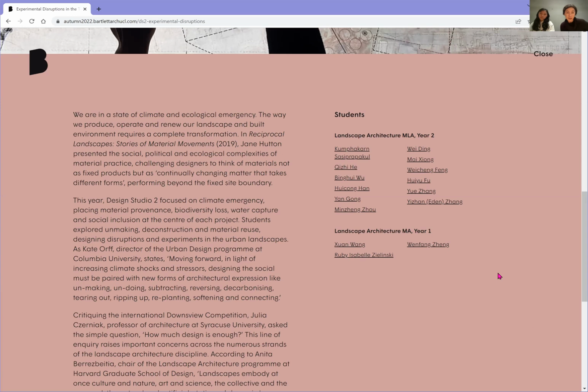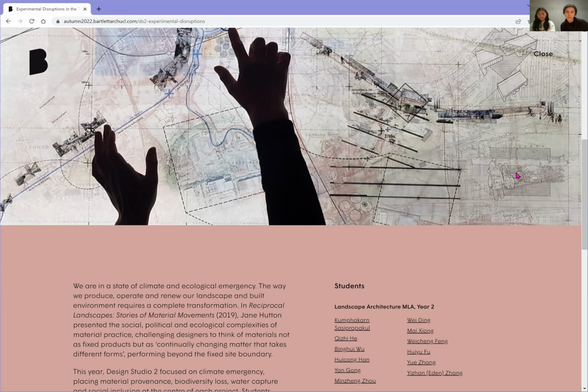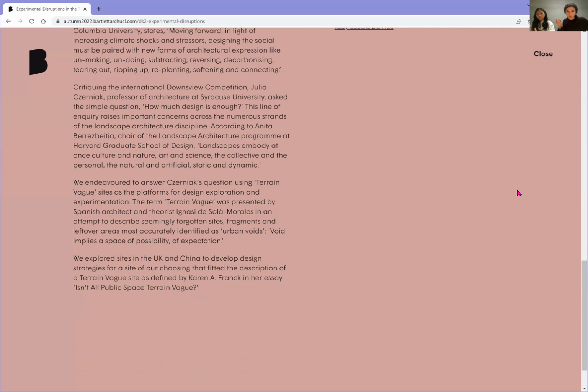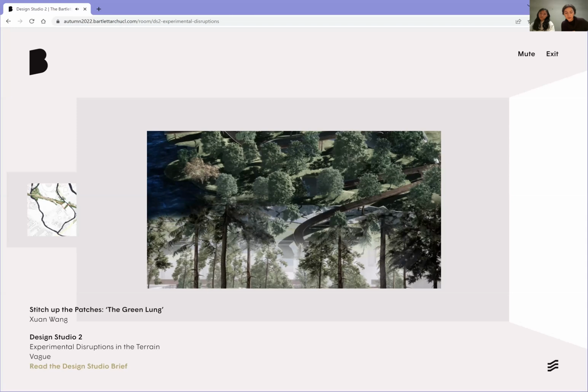The tutors are also really different. So Cannon is a practicing landscape architect, and he's written several books within the field. And Alex is an urban designer who works at Big. So we had this big macro view in some tutorials, and then really clued in and got into the details as well. So it was a good mix of things. It was a very regimented process.